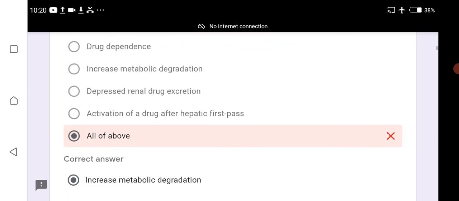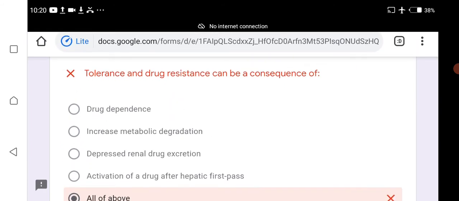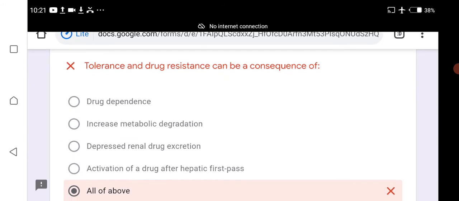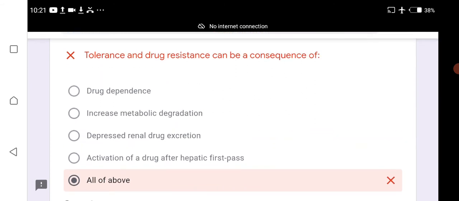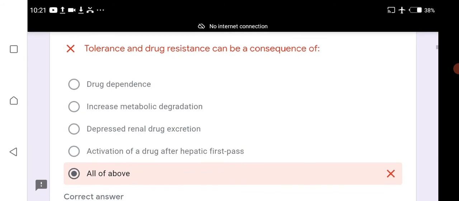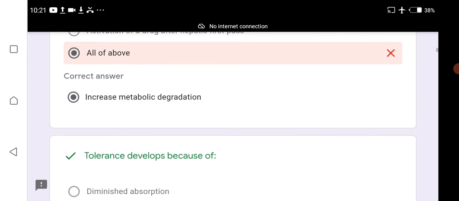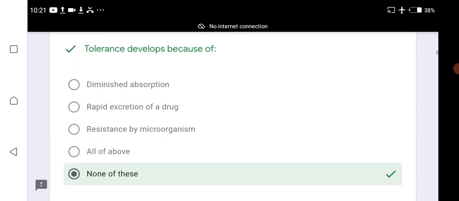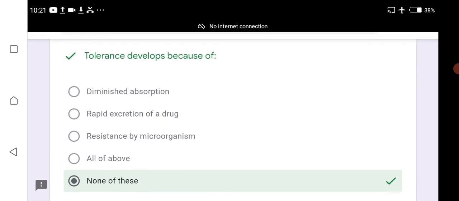Increased metabolic degradation. Tolerance and drug resistance can be a consequence of increased metabolic degradation. Tolerance develops because of none of the above.